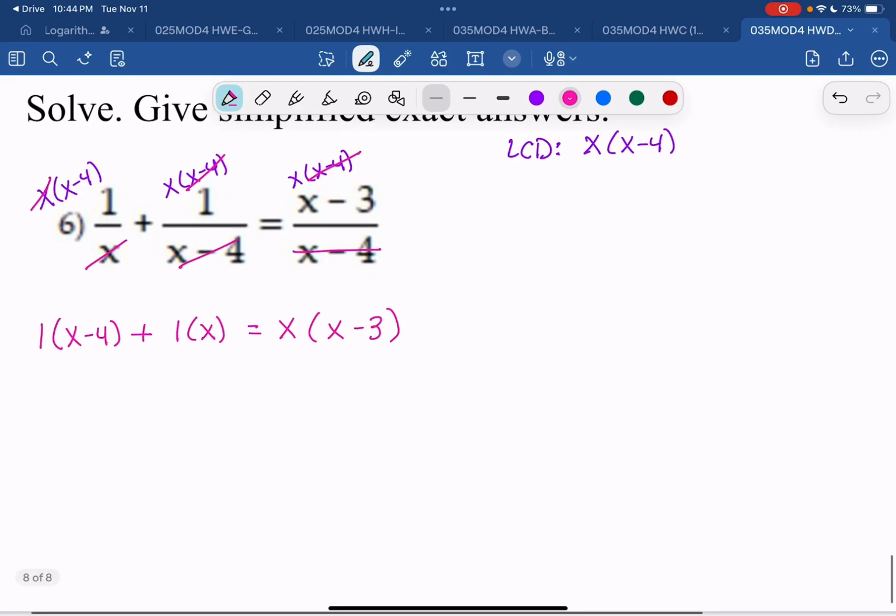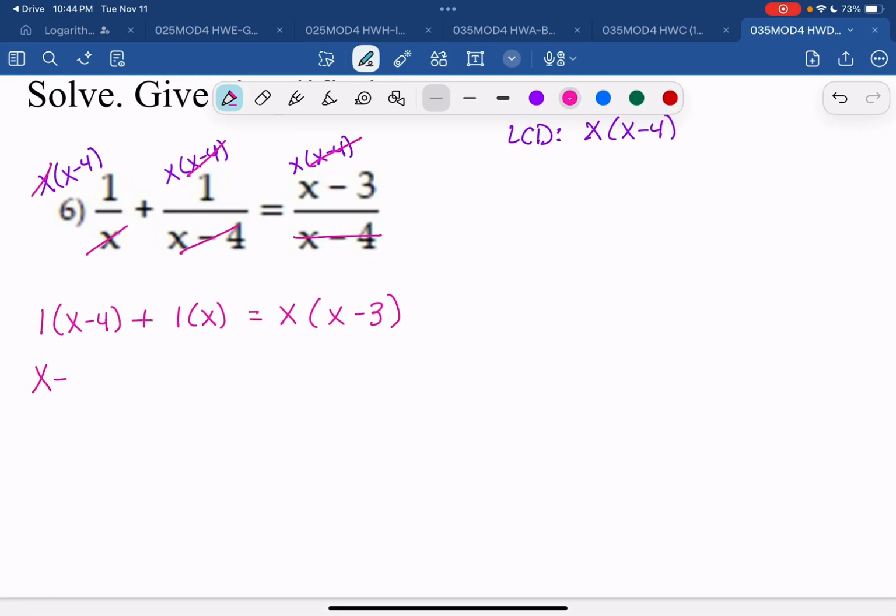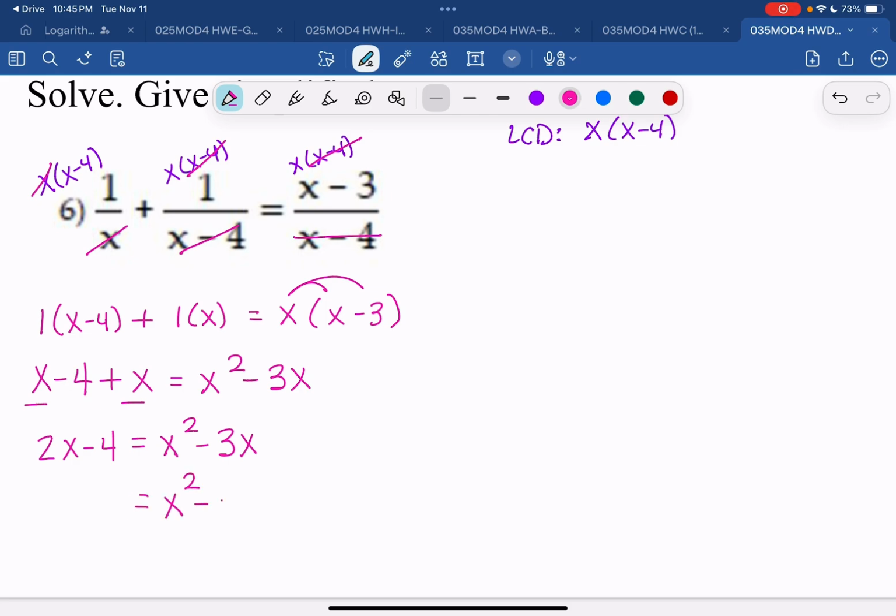And we clean it up and solve it. So x minus 4 plus x, and then I have to distribute, so x squared minus 3x. Now I have a quadratic, so I'm going to set it equal to 0. So this is really 2x minus 4. So I'm going to subtract the 2x over. I'm going to add the 4 over. And then that leaves me with 0.